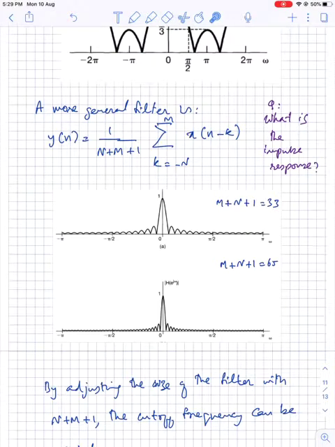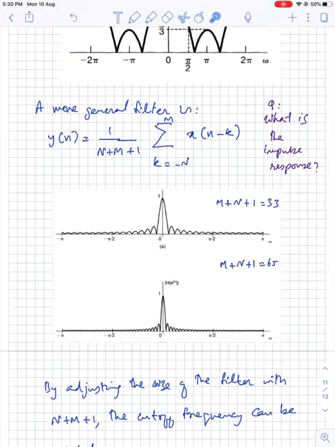So if you have your x[n], you take some values here, some values here. This total length is 33 in this case, and the filter looks like this. If this is a longer filter, with m plus n plus 1 equal to 65, the averaging is done over 65 values, and this is the impulse response. Sorry, this is the frequency response. You can see that in both cases it is a low pass filter. As homework, you can find out the impulse response of this generalized moving average filter.